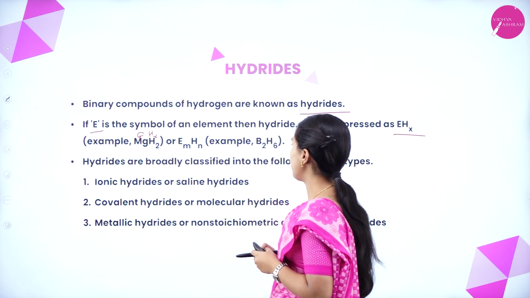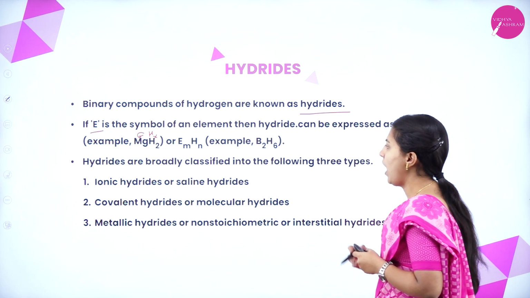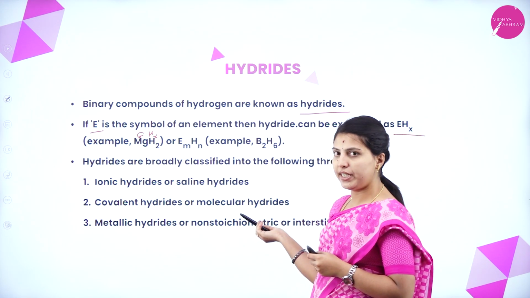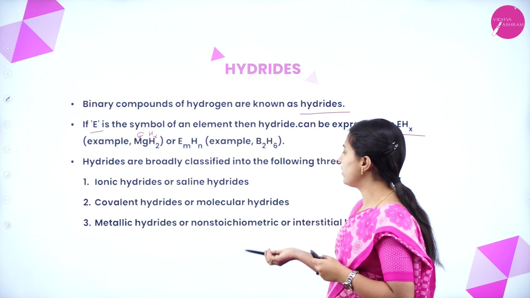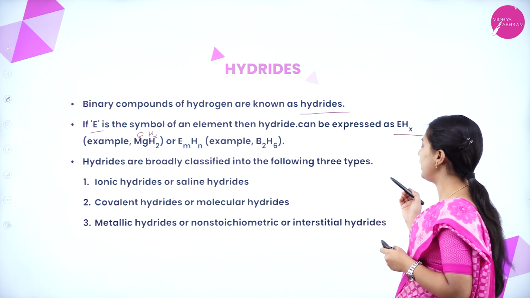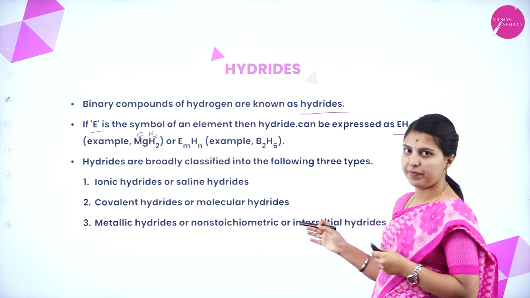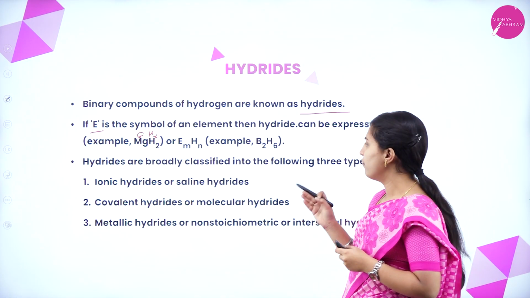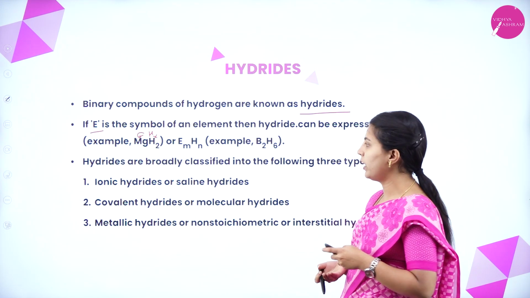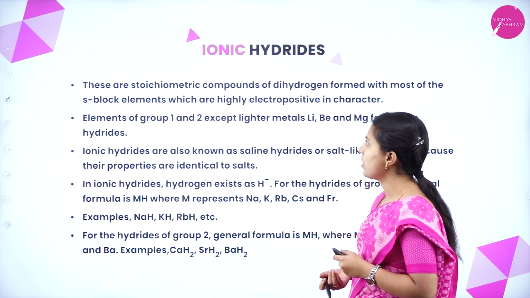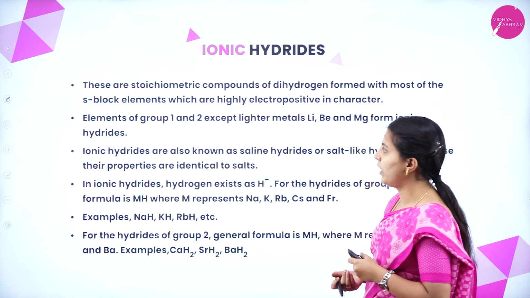Hydrides are broadly classified into the following three types: ionic hydrides or saline hydrides, covalent hydrides or molecular hydrides, and metallic hydrides or non-stoichiometric or interstitial hydrides. These are the three types into which hydrides are classified. First we'll see what are ionic hydrides.